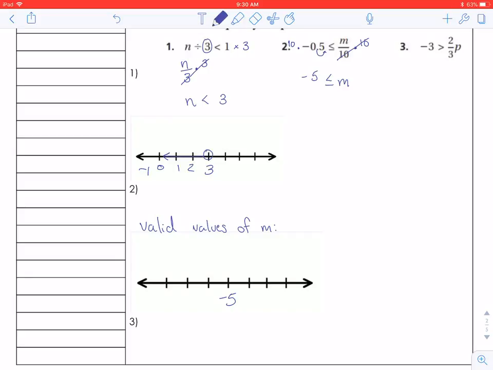So you have to ask yourself, can -5 be a solution? Well, m is greater than or equal to -5, so yes. And then m is values that are greater than -5. Greater than goes to the right. That's values like -4, -3, -2. And so that would be what the graph of number 2 looks like.